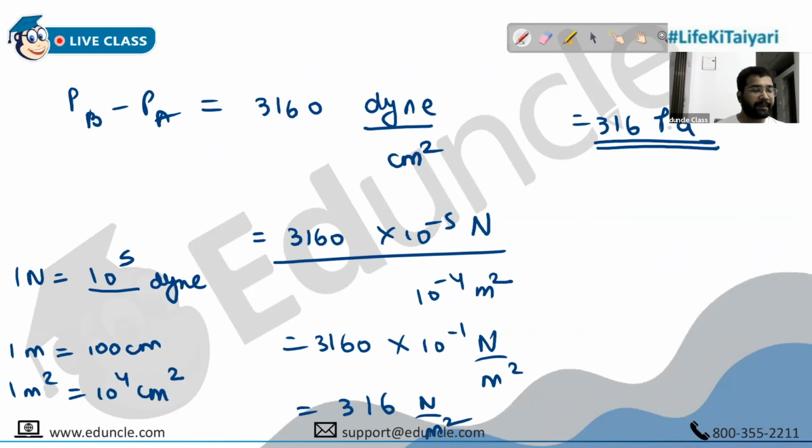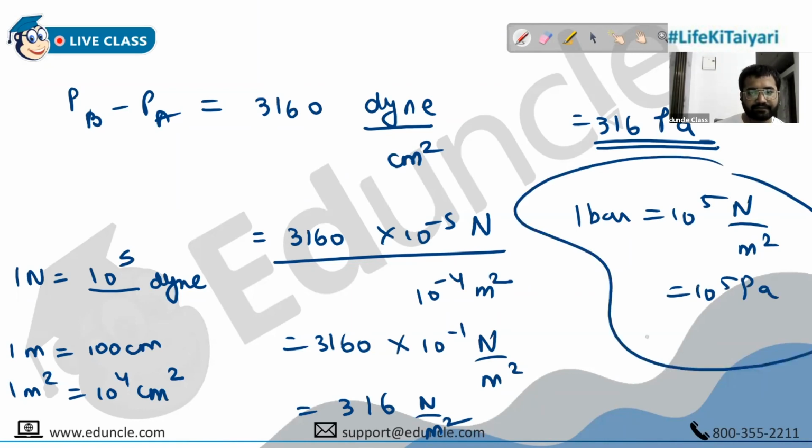Okay. Similarly, if you mention bar, bar is actually 10 raised to 5 Newton per meter square. Right? So bar is 10 raised to 5 pascals. Okay. Atmosphere, that was 1.013 into 10 raised to 5 Newton per meter square or Pascal, or you can say 1 atmosphere is 1.013 bar.